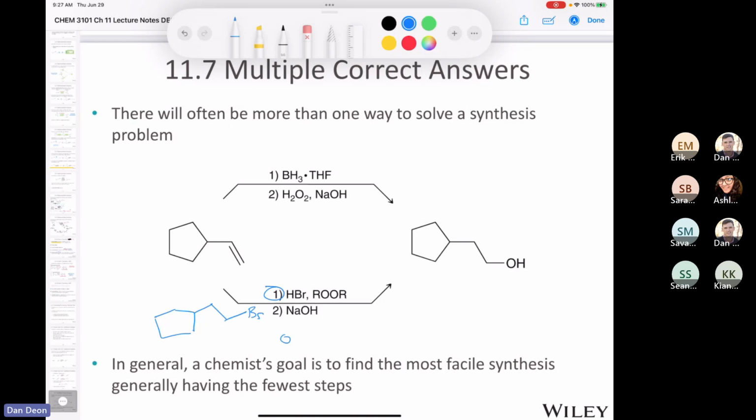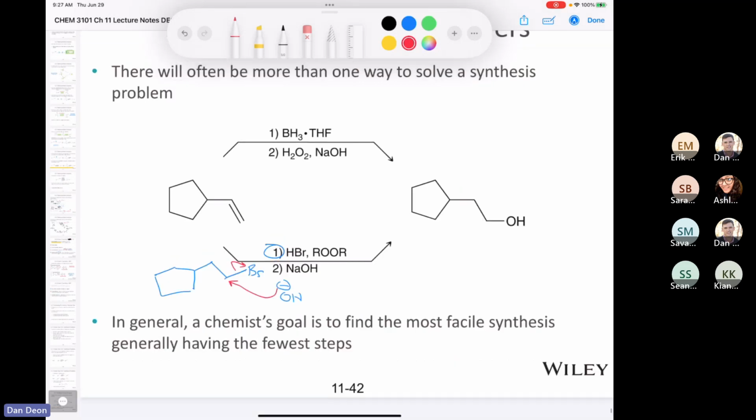Okay. And then you could just do an SN2, right, in the next step. So either one is fine. Both are perfectly acceptable. And we actually saw another example of that earlier today. So that covers all of chapter 11.